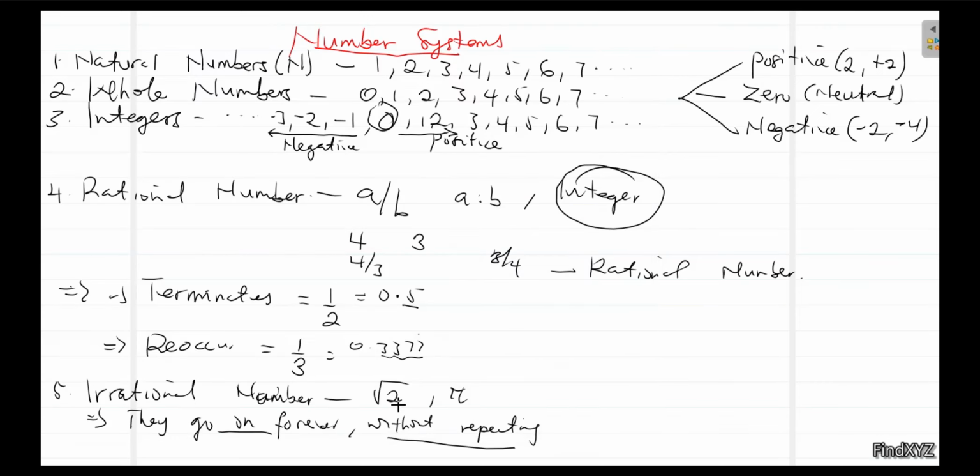And anytime you are picking a rational number and any of these, a or b, is not an integer, they both should be integers. If it's not an integer, then it becomes an irrational number.